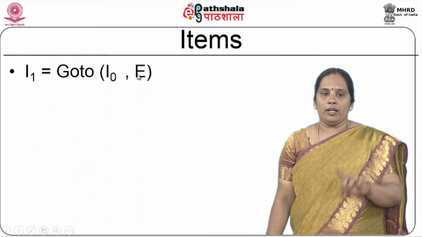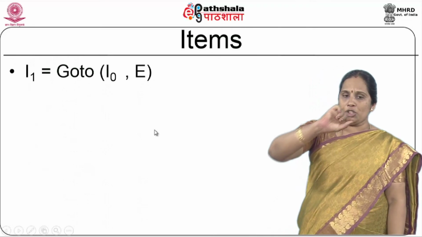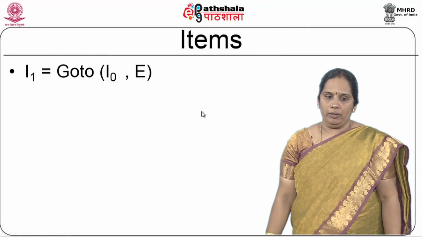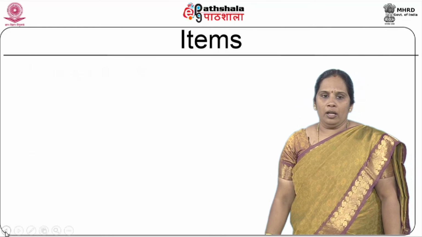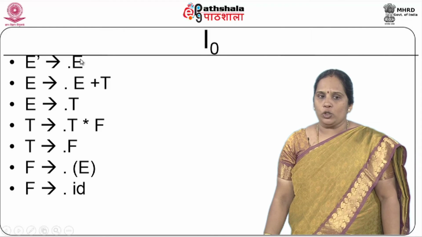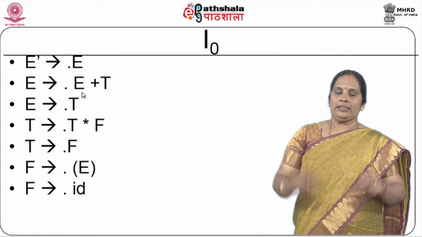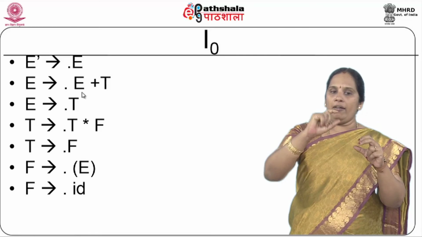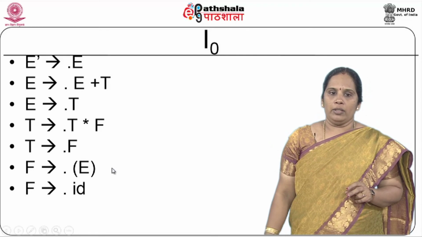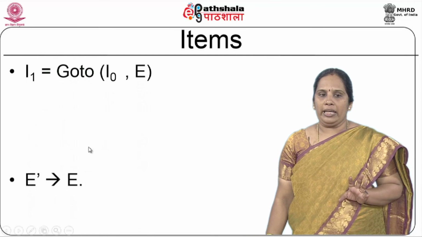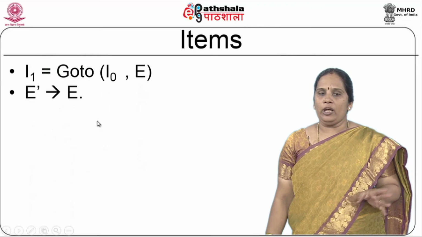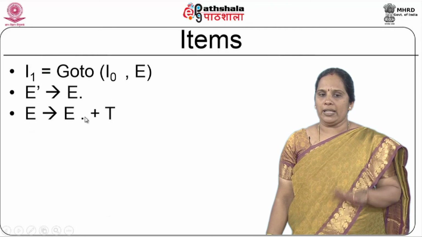So, I naught comma E. How do I do that? I have to shift the dot by one position. These two productions will now qualify for I naught comma E, because these two productions have an E after the dot. So, that will be Goto of I naught comma E, which is E dash produces E dot and E produces E dot plus T.